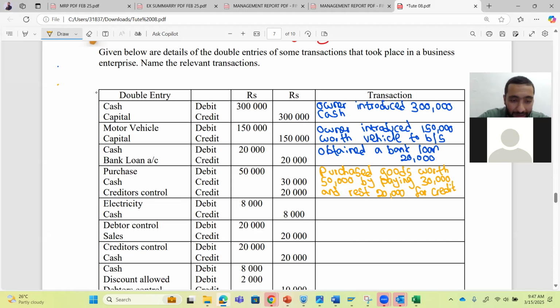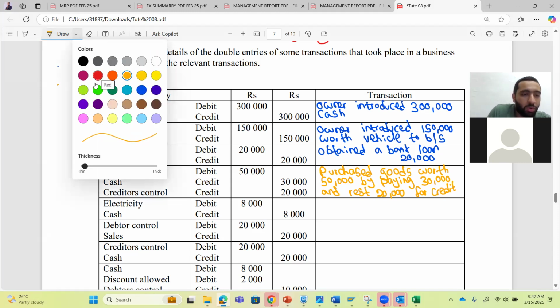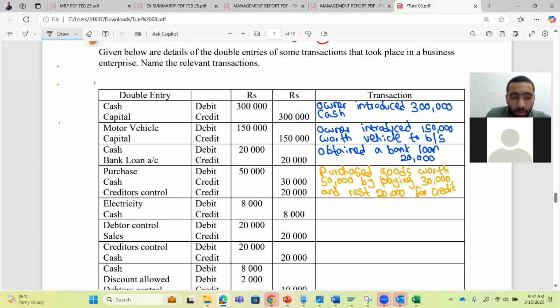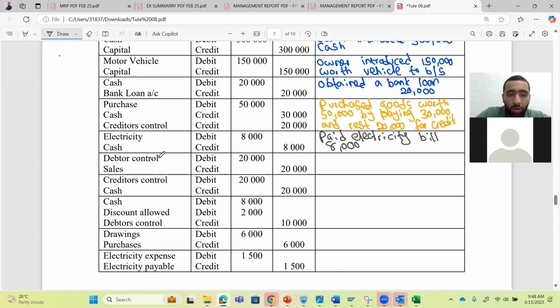Right? Okay. So electricity, debit, cash, credit. What is this? Very simple. Right? Let's take another color. So electricity, debit, cash, credit. What is this? Paid electricity bill. How much? 8,000. Very simple. Right? Okay. We are moving on to the next one.